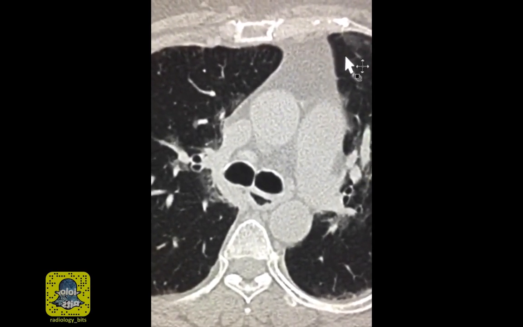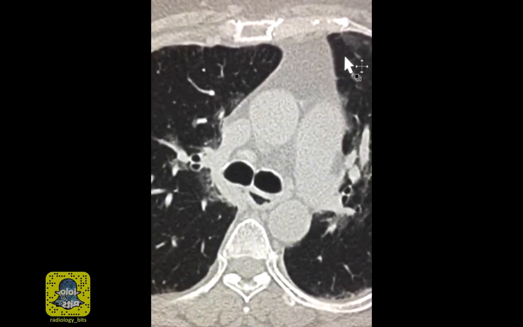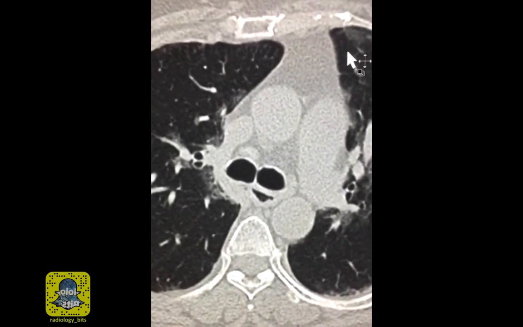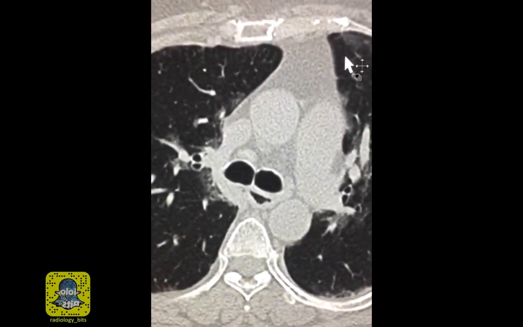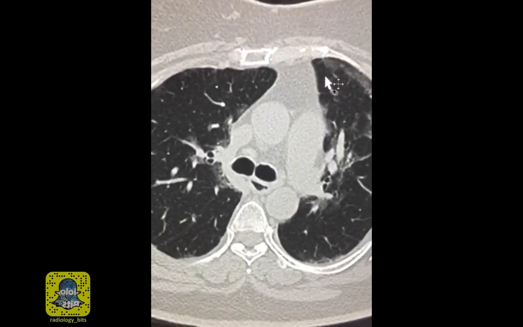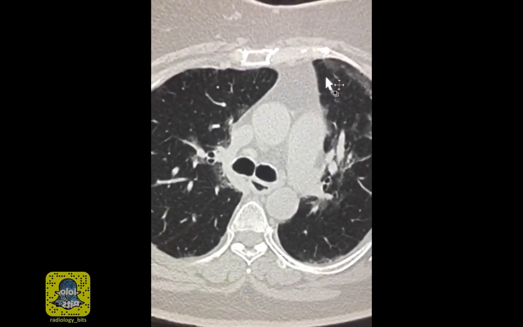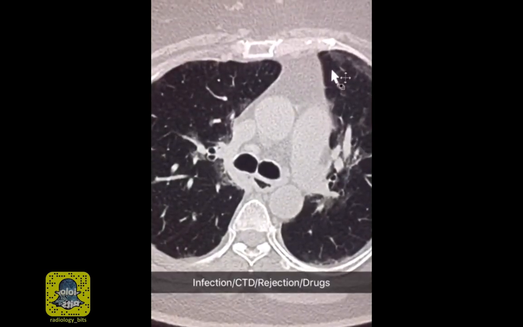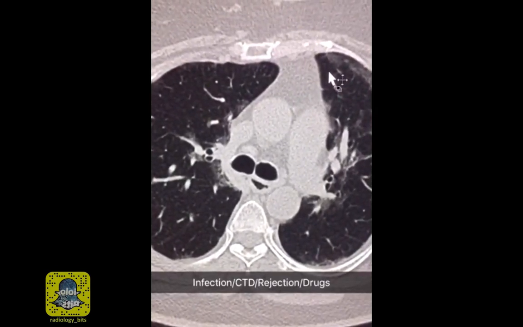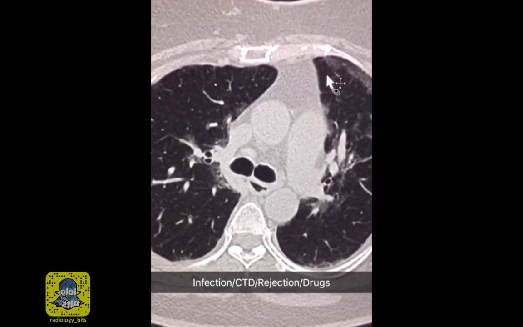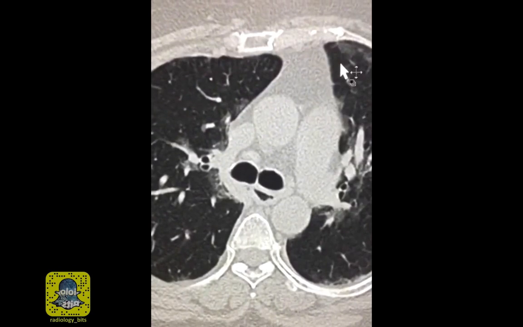Now let's go to the secondary type of organizing pneumonia, the type that happens due to an insult. This type is way more common than the idiopathic form that we just talked about. A very long list of lung insults may lead to organizing pneumonia. However, the common ones to remember in practice would be secondary to an infection, to connective tissue disease, to rejection after transplant, and to drugs.